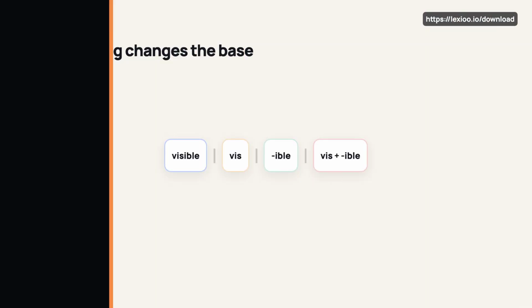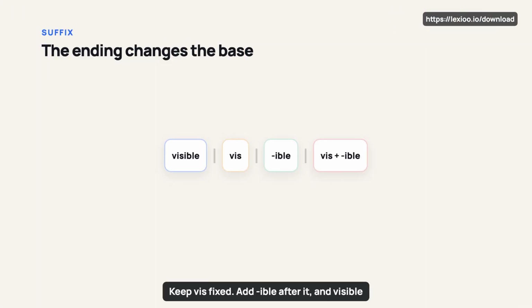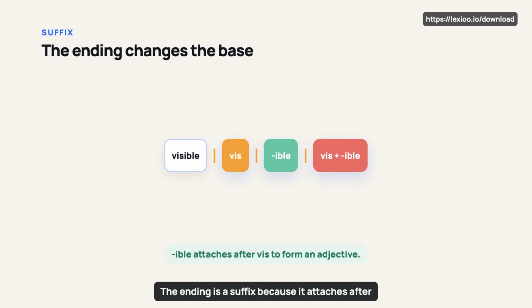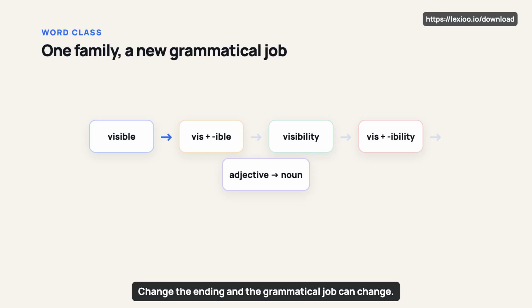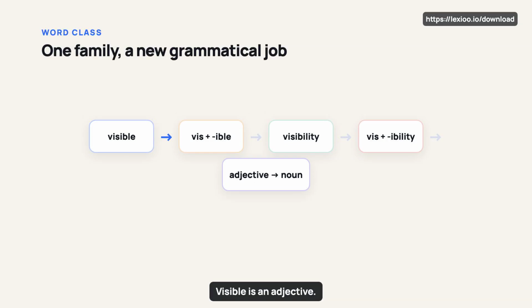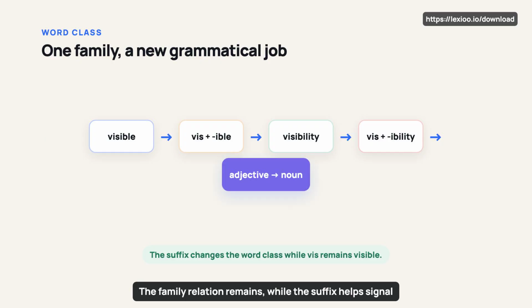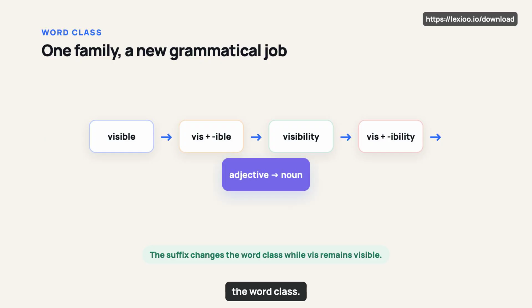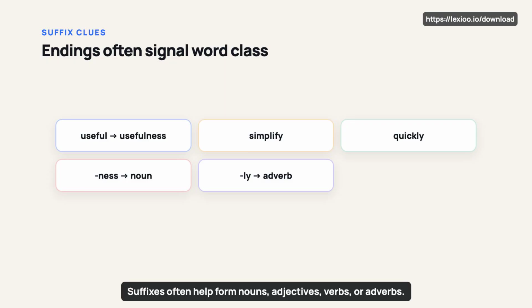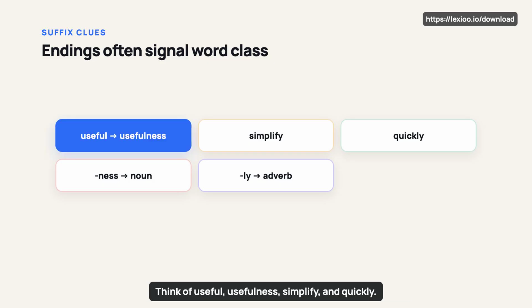Now split a derived word. Keep vis fixed. Add ible after it, and visible lands as an adjective. Something can be seen. The ending is a suffix because it attaches after the base. Change the ending, and the grammatical job can change. Visible is an adjective. Visibility is a noun. The family relation remains, while the suffix helps signal the word class. Suffixes often help form nouns, adjectives, verbs, or adverbs. Think of useful, usefulness, simplify, and quickly.